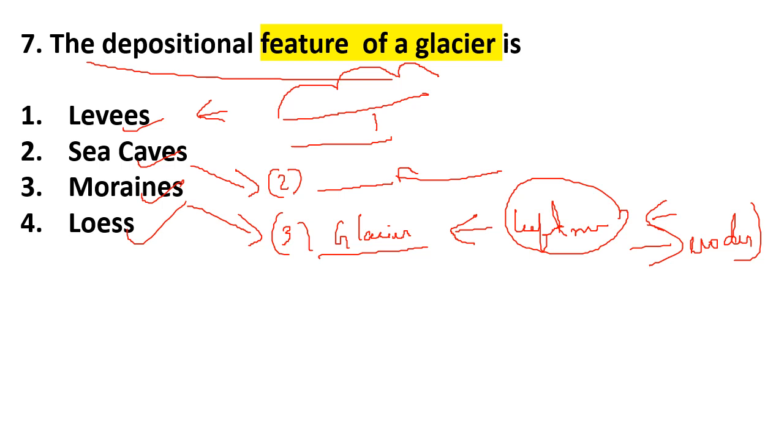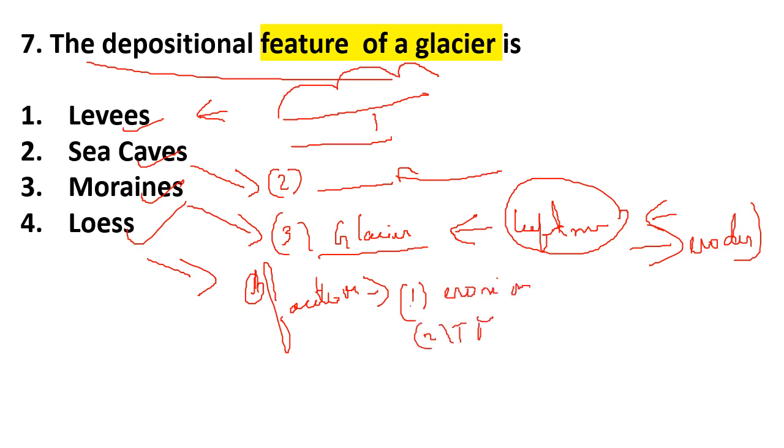Okay, what is loess? Last point. What is loess? Simply, we can also say loess is formed by the factors of the wind. That means loess is formed by erosion, transportation, and deposition. So when the wind starts blowing, loose particles will be eroded, transported to different parts, and deposited. So this is called loess.